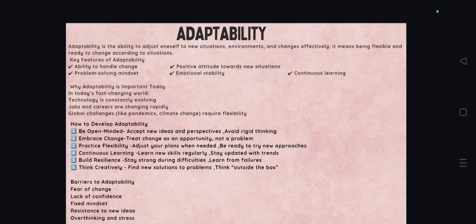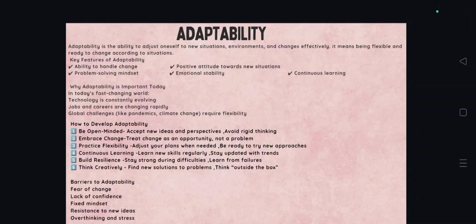They want to stay with that only, and whenever they hear something new coming, they get anxious, scared, and a state of panic gets created. So we have to have the ability to handle changes. We should have a positive attitude towards new situations, not always negative.